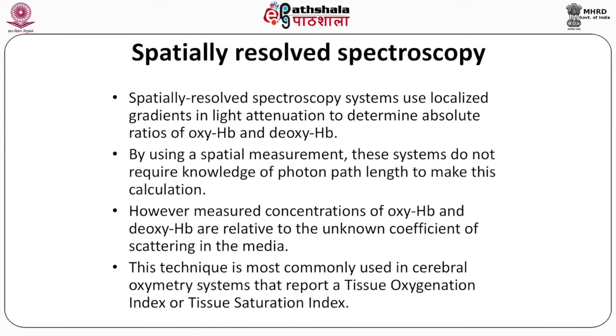This is the last type of the fNIRS system type, that is spatially resolved spectroscopy. We have talked about time resolved, we have talked about continuous wave. We have also talked about the frequency resolved. This is spatially resolved. Spatially resolved spectroscopy systems use localized gradients in light attenuation to determine the absolute ratio of oxyhemoglobin and deoxyhemoglobin. So what do they use? They use the localized gradients of light attenuation.